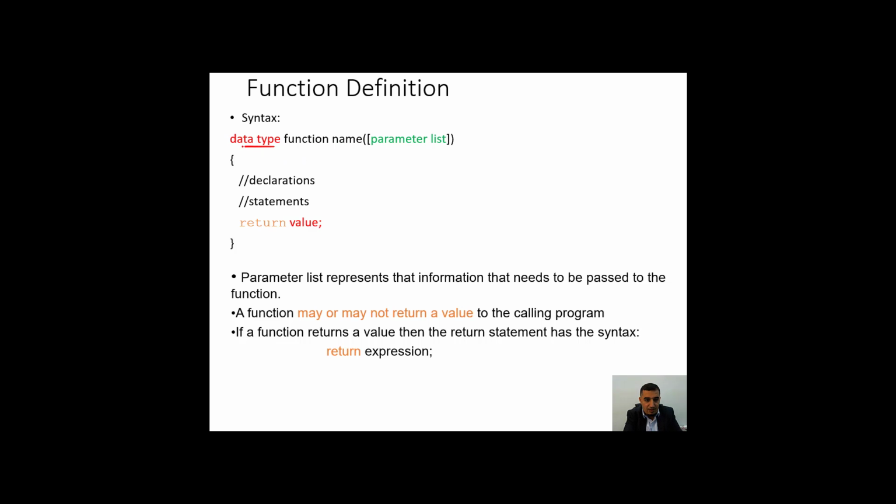Again, we have the data type, the function name, then you need to have your parameters. Then at the end of the function, and this is very important, you need to have your return value. The parameter list represents the information that needs to be passed to the function. A function may or may not return a value, depending. If your function is of type double, integer, boolean, or character, it needs to return a value. If your function is of type void, which we have talked about in our classes, then we do not need to return any value.